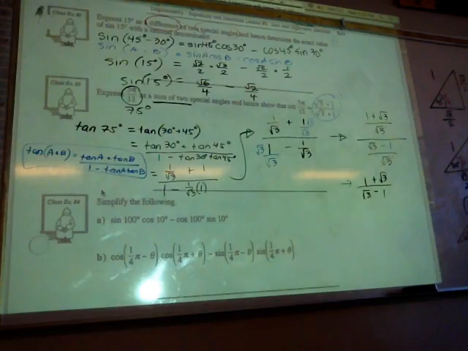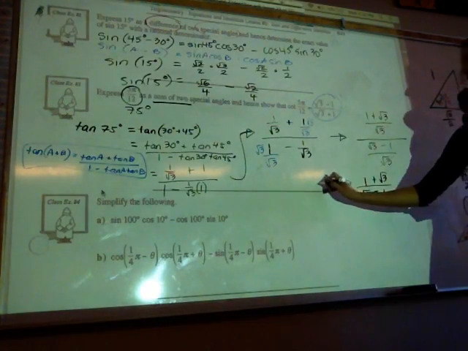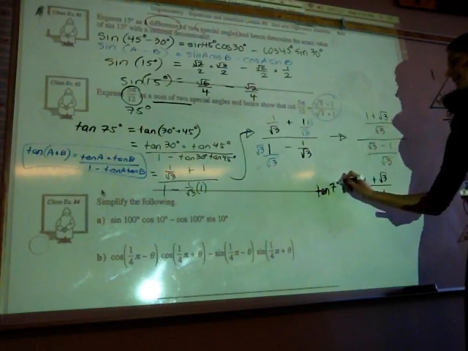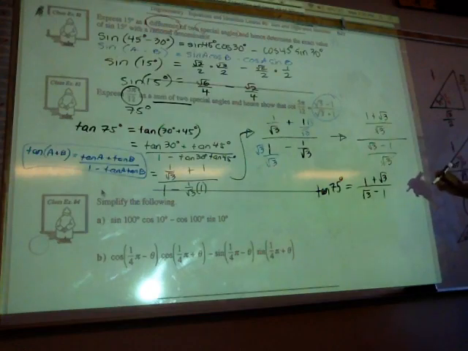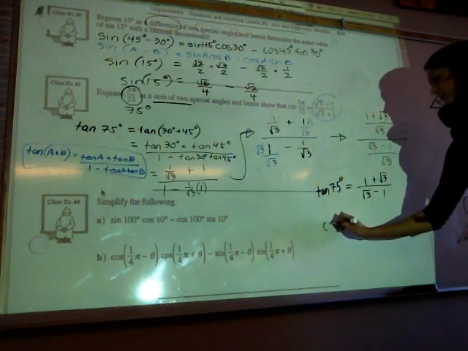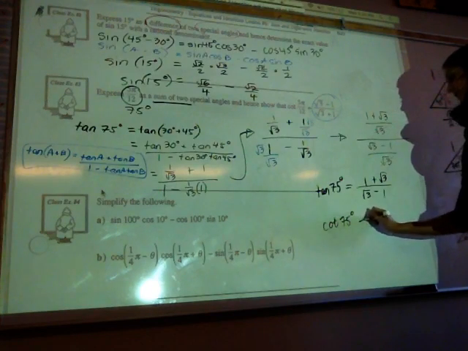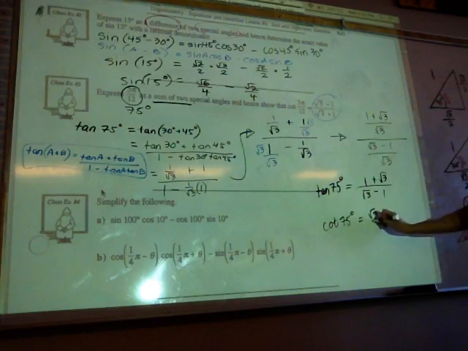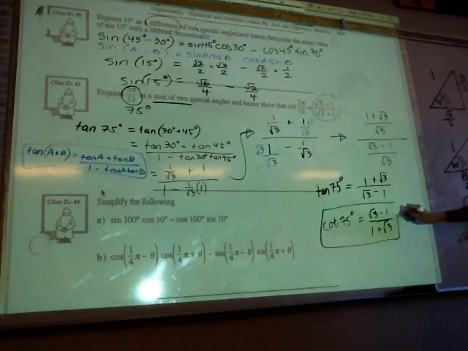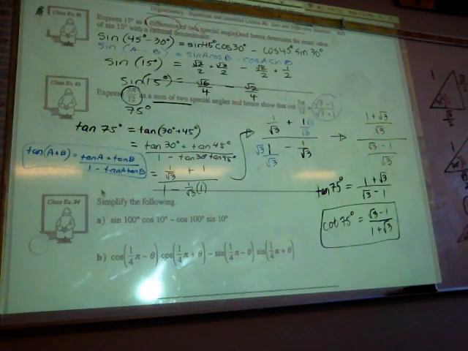We're really close, but we're not identical, and the reason for that is we've just figured out what tan 75 degrees is. We haven't figured out what cotangent 75 degrees is. So we just flip it. Cotangent 75 degrees is the reciprocal of this: root 3 minus 1 over 1 plus root 3. Therefore, we've proven left-hand side equals right-hand side.